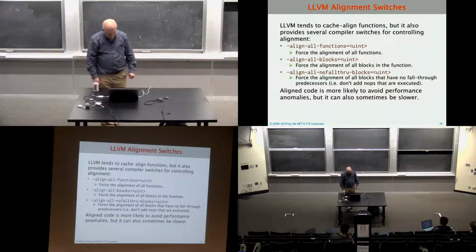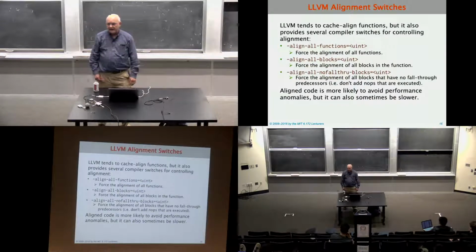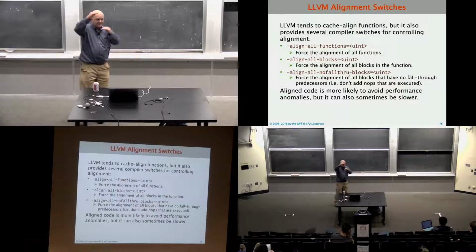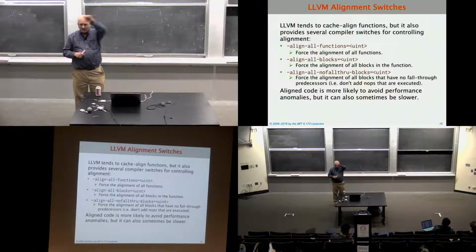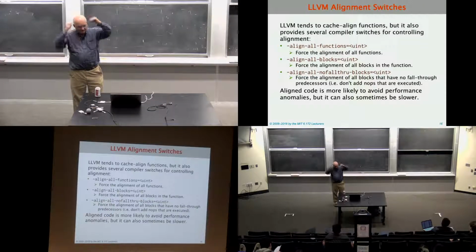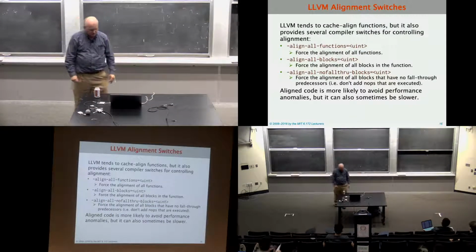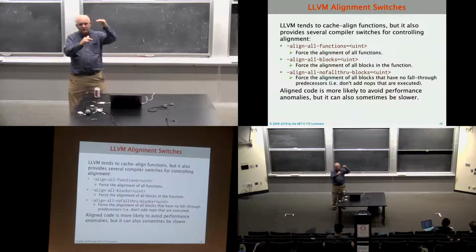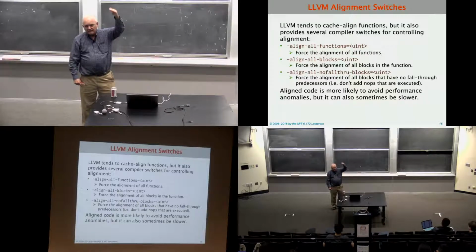You can also ask it to align all blocks in the function. Remember that in LLVM, we have these basic blocks, these pieces of serial code with links. What it will do is force every one of those to be on a boundary. But of course, what that means is now you've got to jump between these blocks, even if it were going to be the next instruction, or put in a bunch of no-ops.